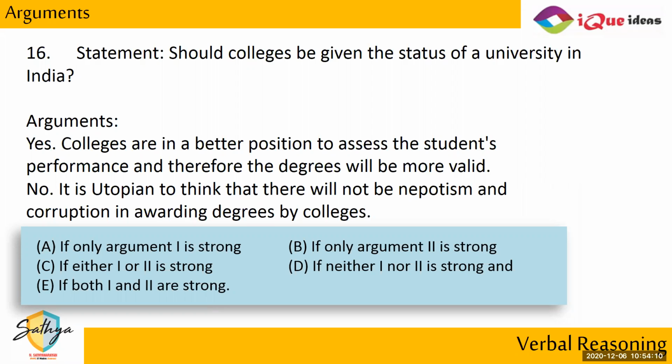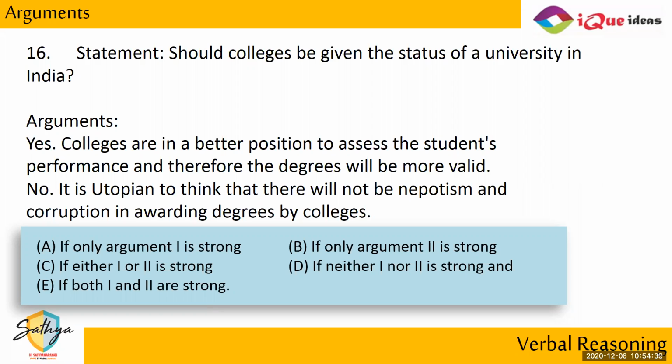First one says yes, colleges should be given. Why? Because colleges are in a better position to assess the students' performance and therefore the degree will be more valid. Why are colleges in a better position to assess the students' performance? Universities also conduct a central exam, and your performance in it can be used for your assessment. How are colleges in a better position to assess your performance?